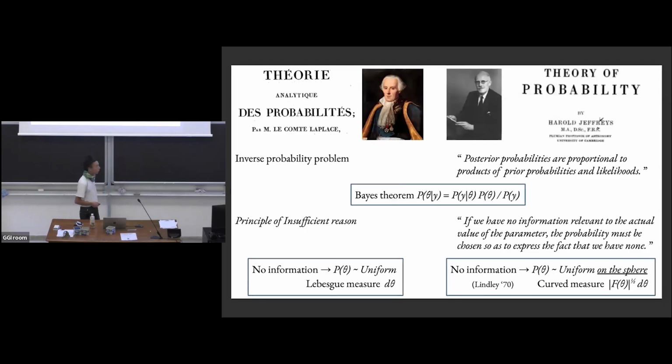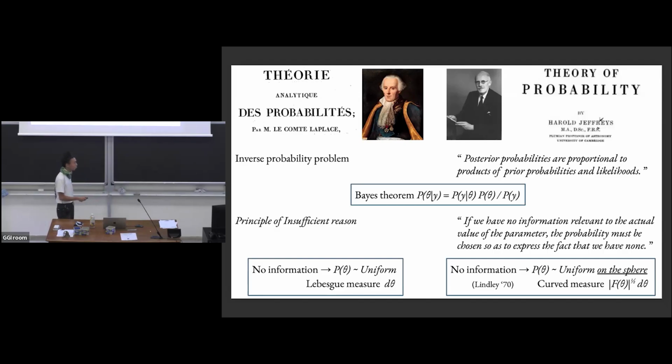Okay, so the next character of our story is Sir Harold Jeffreys, who, when he was not busy solving problems in geophysics or astronomy, was writing a book on the theory of probability in the very tradition of Bayes and Laplace. And what he had to say about the principle of insufficient reason, he essentially enunciated this way: if we have no information relevant to the actual value of the parameter, the probability must be chosen so as to express the fact that we have none. Okay, so far so good.